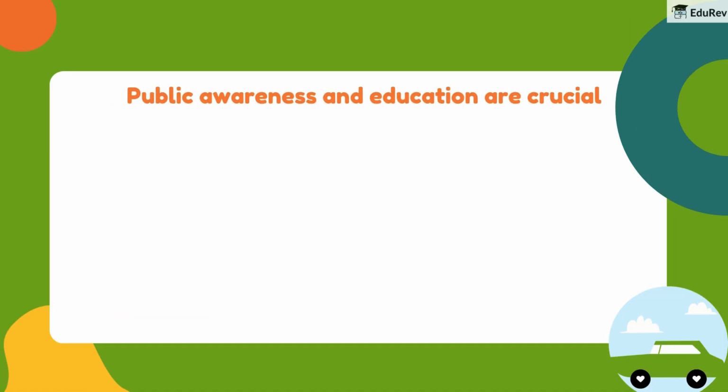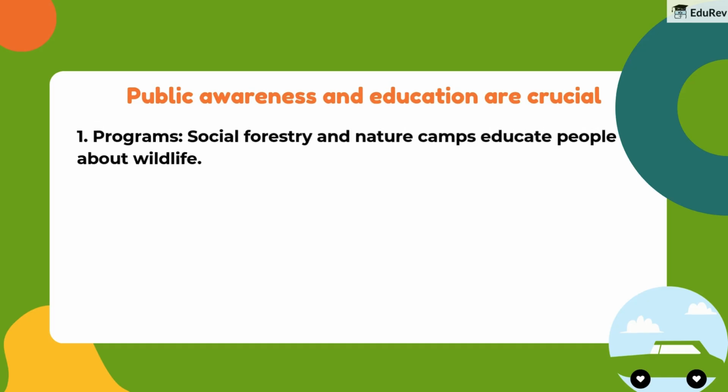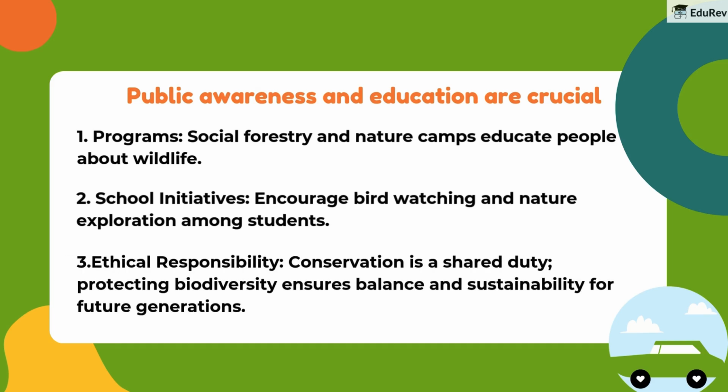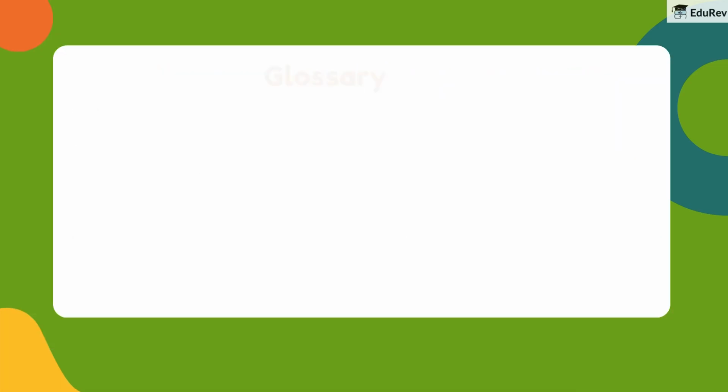Public awareness and education are crucial. Programs like social forestry and nature camps educate people about wildlife. School initiatives encourage bird watching and nature exploration among students. Conservation is a shared duty. Protecting biodiversity ensures balance and sustainability for future generations.